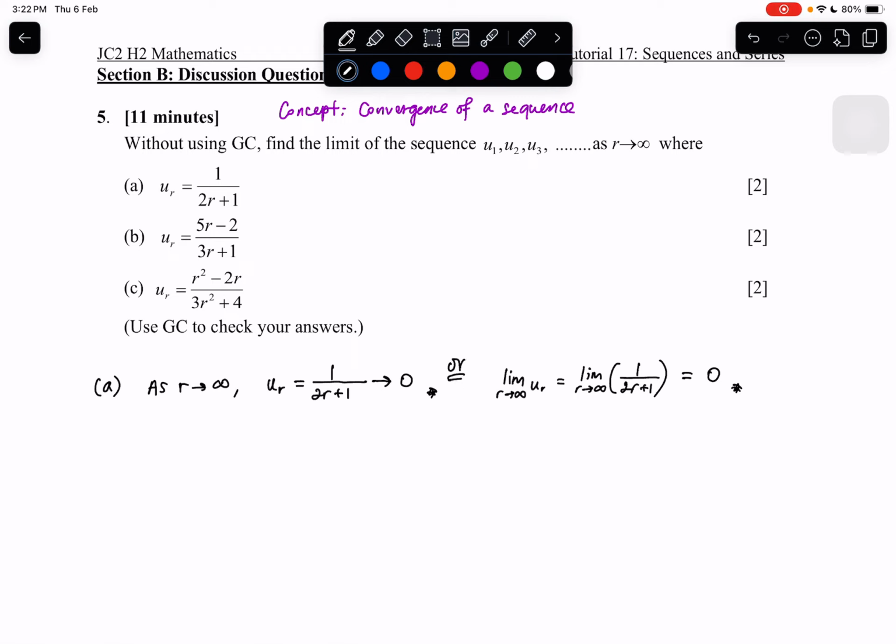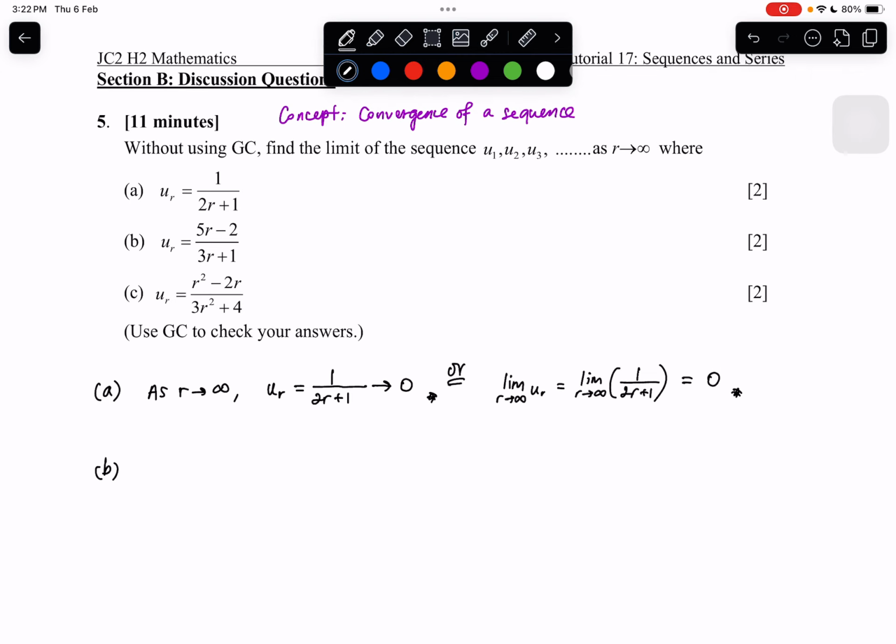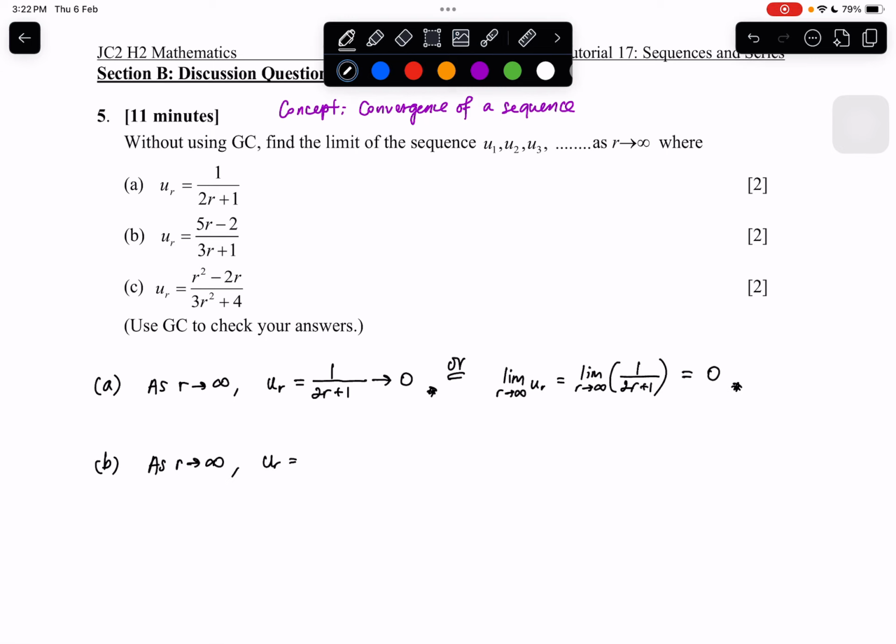Let's continue with part B. You can see that as r goes to infinity, let's analyze u_r, which is 5r minus 2 divided by 3r plus 1. If you replace r with infinity, this will be very big and this will be very big, and you get something like infinity over infinity, which should not happen. This is what we call indeterminate. So we don't want this to happen.